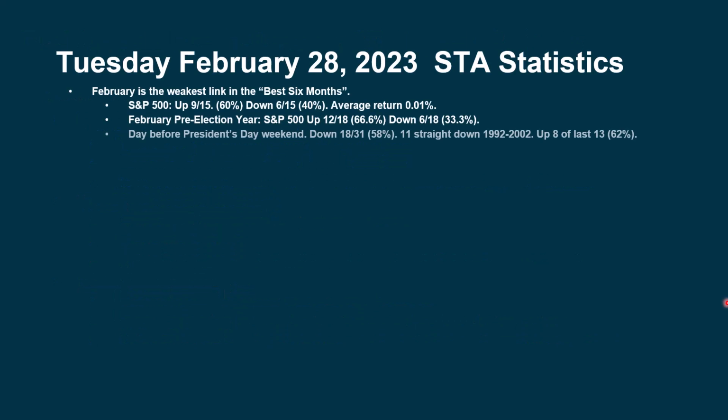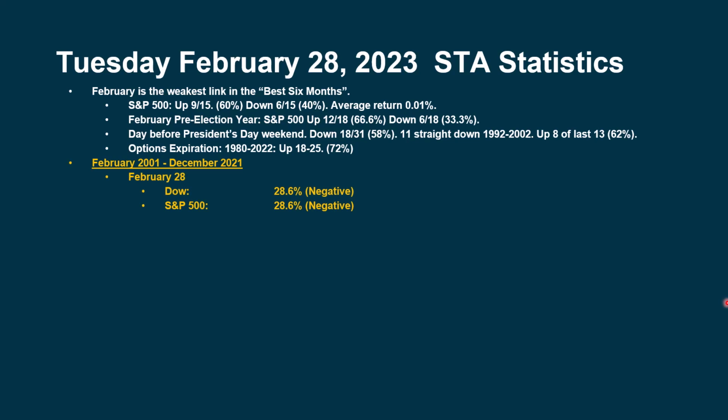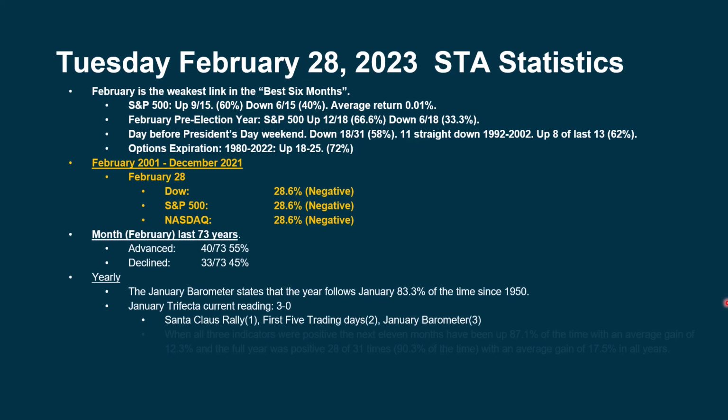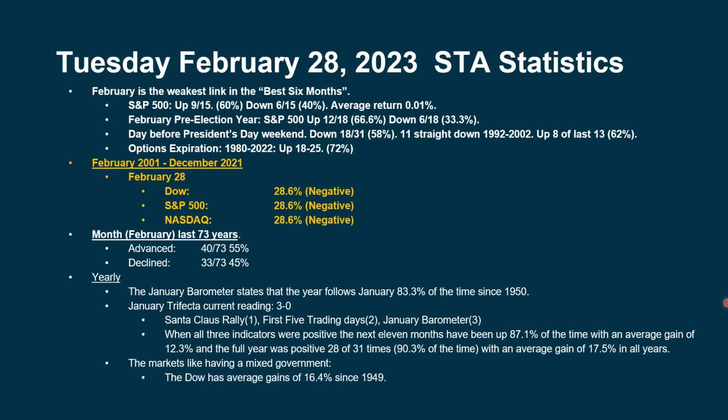As far as our Stock Traders Almanac, we're getting near the end of the month for February. I have a couple of different charts to show you. February 28th is pretty negative overall. It's only been up 28.6% of the time with the Dow, S&P, and NASDAQ. The latter half of February has tended to be rather weak, and I'll be updating some of this as we switch over into the new month.